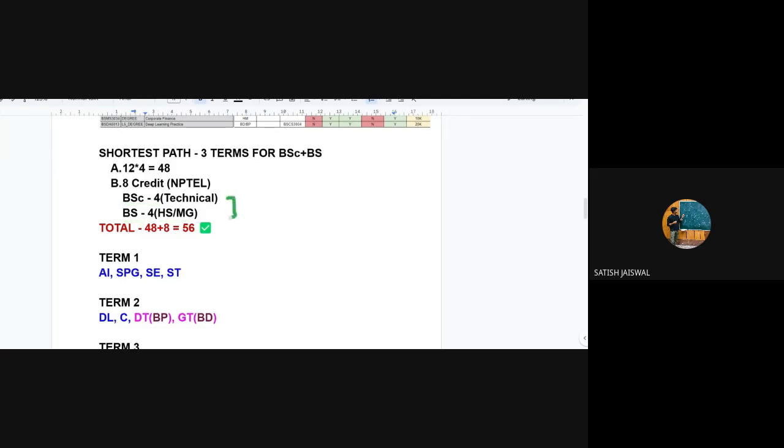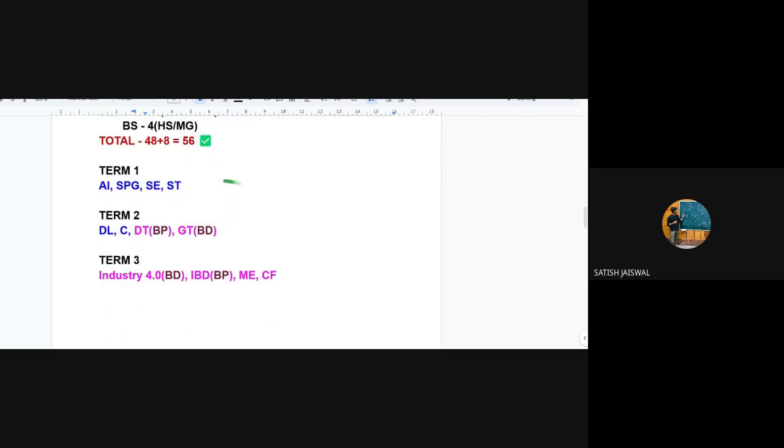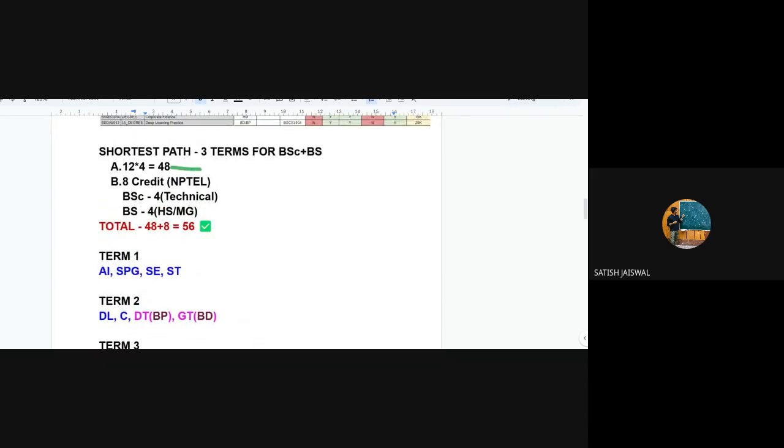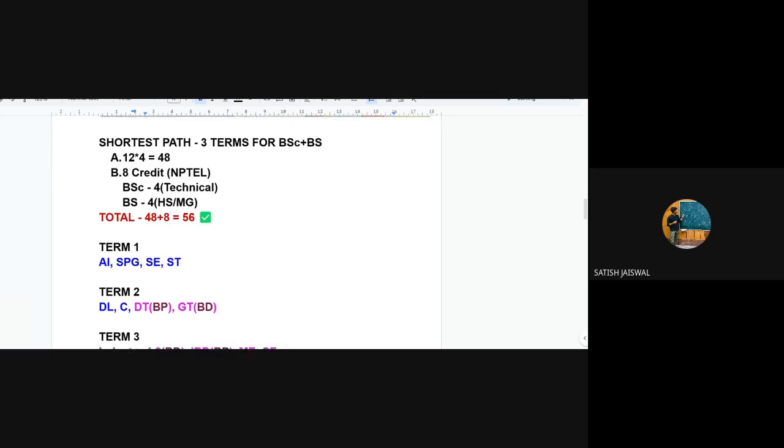And these NPTEL courses are completely independent of the courses that you have registered. So there will be no restriction on the number of NPTEL courses that you take. These NPTEL courses can be completed side by side. The credit requirement will be fulfilled once you complete the particular course, and it will be automatically transferred. It will be shown during your course registration and can be transferred while you are in the BSc or the BS level.